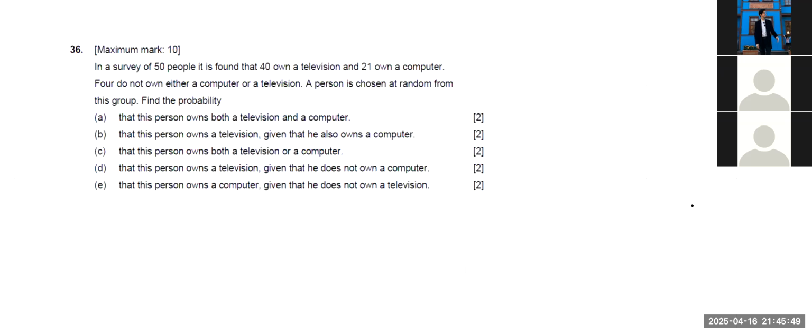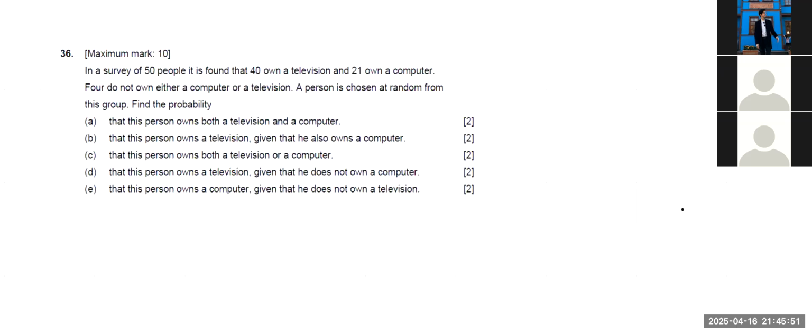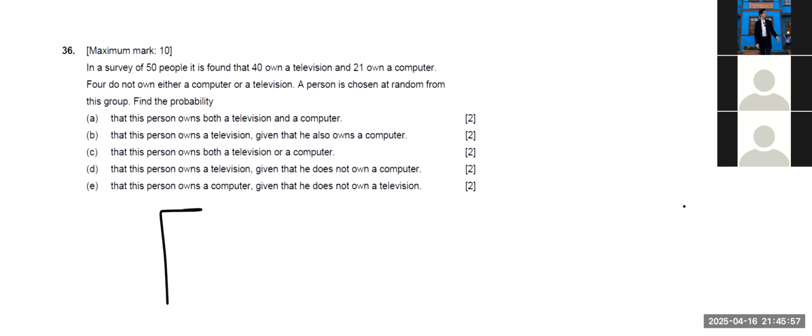Okay, so 50 people, 40 own a television, 21 own a computer, and 4 do not own either. Now, before we even read the questions, let's start to construct a Venn diagram for this situation. Need a big one.